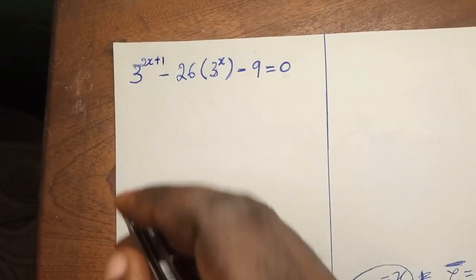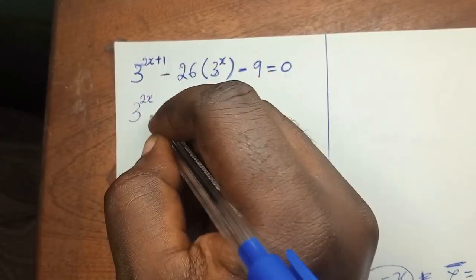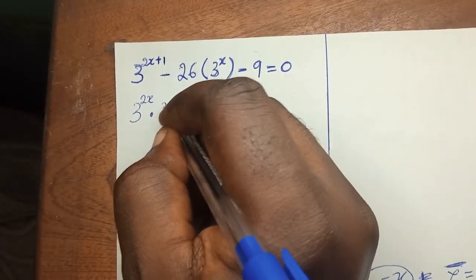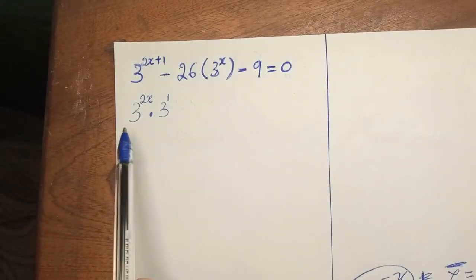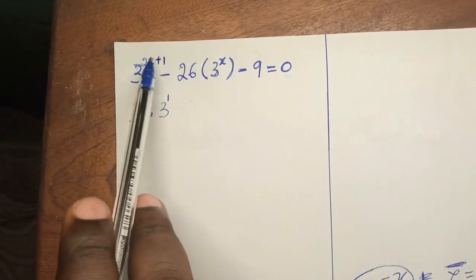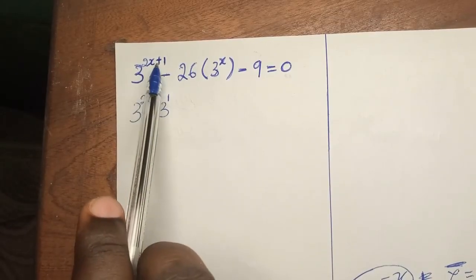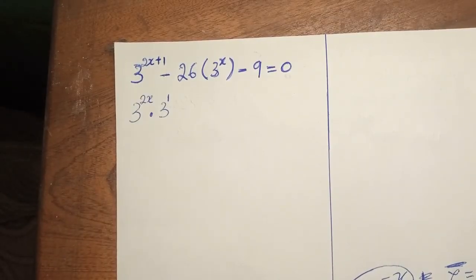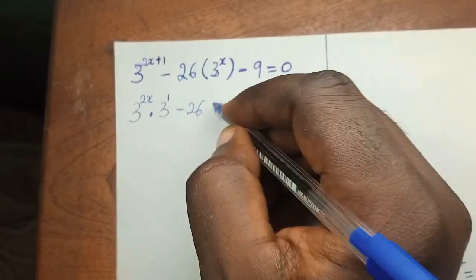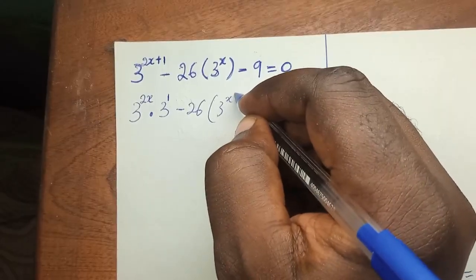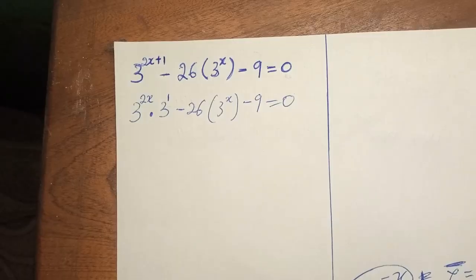That is, it is the same as 3 raised to the power 2x times 3 raised to the power 1. It is as a result of these two that we are able to have this as a power. So it's because of this multiplication that we have the positive power as 2x plus 1. So rewriting that, it is the same as this, as you can see: 3 to the x minus 9 is equal to 0. So we have this.